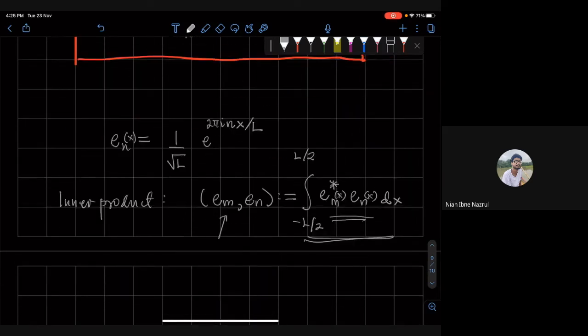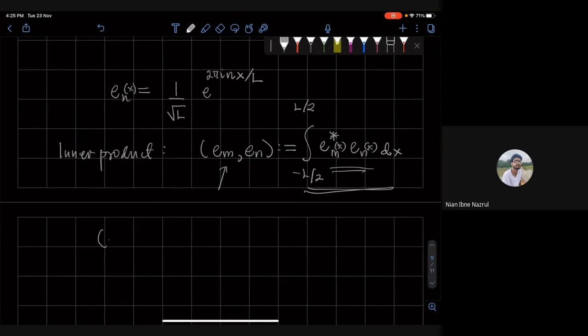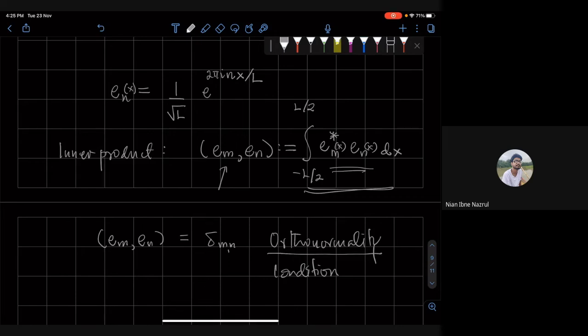Therefore, we find that our inner product of E_m and E_n is given by delta_mn, okay? Is this clear? And this is called an orthonormality condition. So the word orthonormality is a portmanteau word which consists of orthogonality and normalization, and normal. Okay.